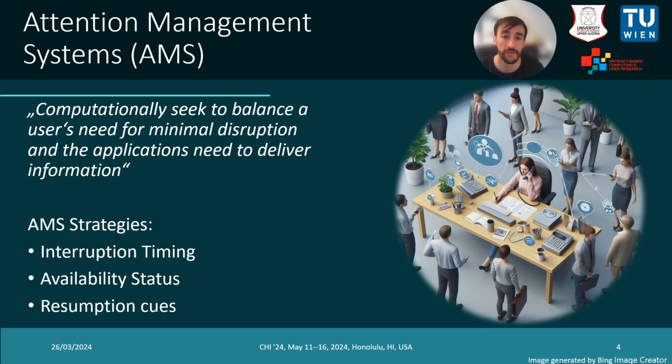Another way would be to check the availability status of the human, which can be described based on different features, like how concentrated I am and so on. And the attention management system could also provide resumption cues, helping the human to reattend to the formerly interrupted task.